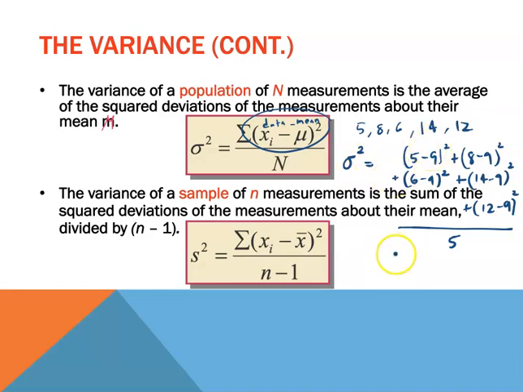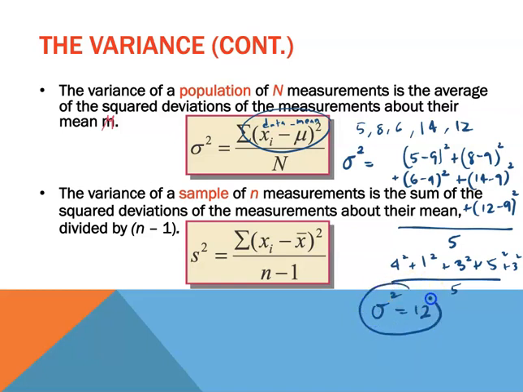So 5 minus 9 is 4, so it's a 4 squared plus 1 squared plus 3 squared plus 14 minus 9 is 5 squared. What is this? This is 3. And then we have 12 minus 9 is a 3, so that's a 3 squared, divided by 5. So 4 squared is 16, 17 plus 9 is 26, 26 plus 25 should give me 51, 51 plus 9 is 60, 60 divided by 5 should give me 12. So my population variance is 12.